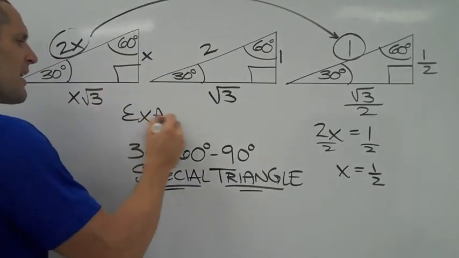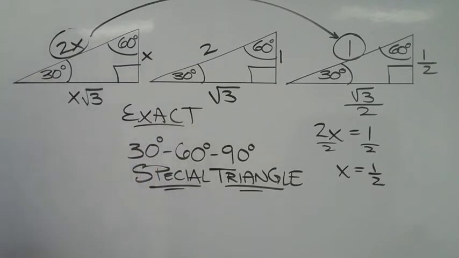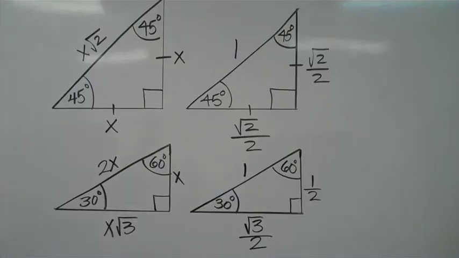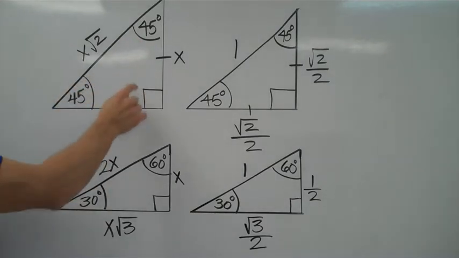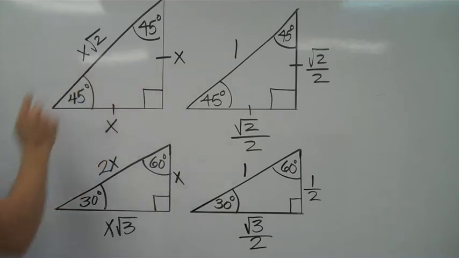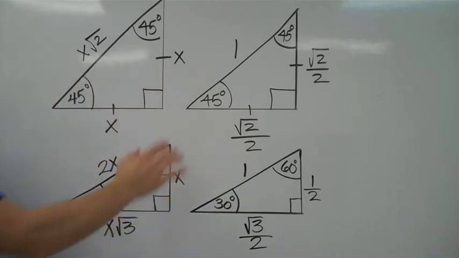If you can memorize these two, your life is going to be so much easier when they ask for something called exact values. For exact values, you're going to have to use one of these two triangles: 45, 45, 90, or 30, 60, 90. These two triangles that you have to memorize are so important, these special cases, that I wanted to show it to you one more time.